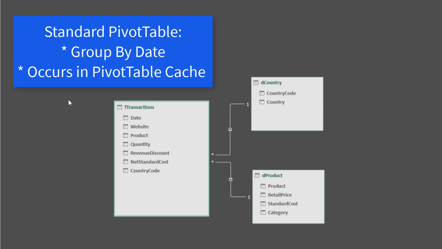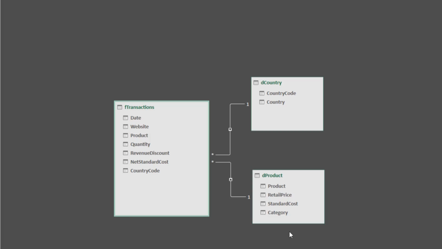And that grouping by date happens in the pivot table cache. In the data model, we do not want to do that. We want to explicitly create a date lookup table. And if we're going to have year and month, we add those as extra columns.